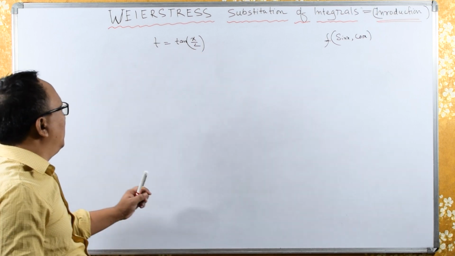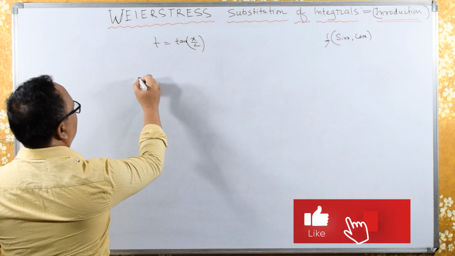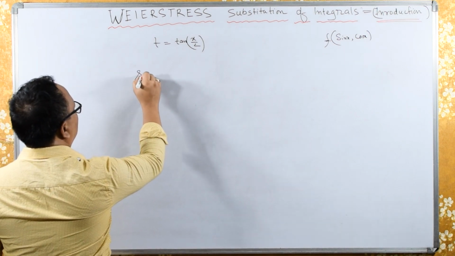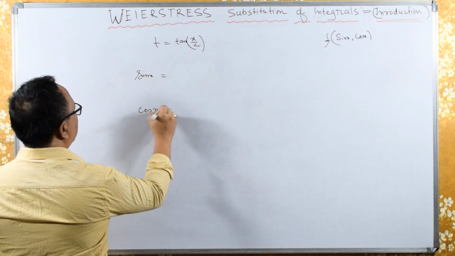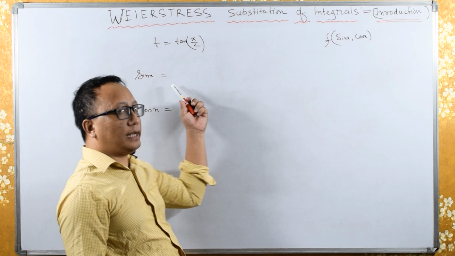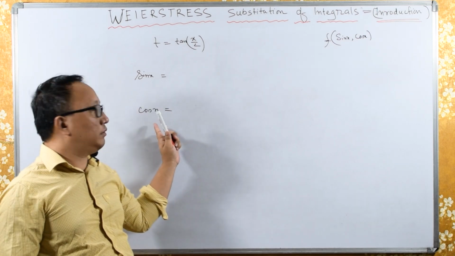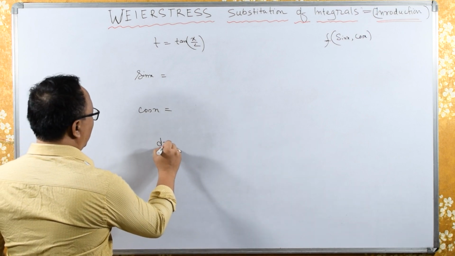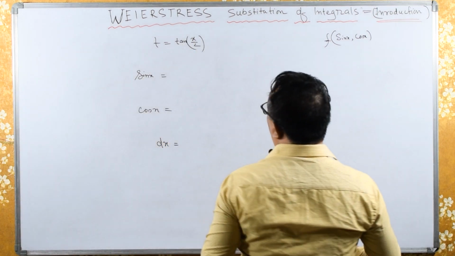Now from there, you have to find sin x and you have to find cos x. If the integral contains only sin x, then you use sin x. If the integral contains cos x, then you use cos x. And then obviously you have to find dx. Now from here, how do we find all this?